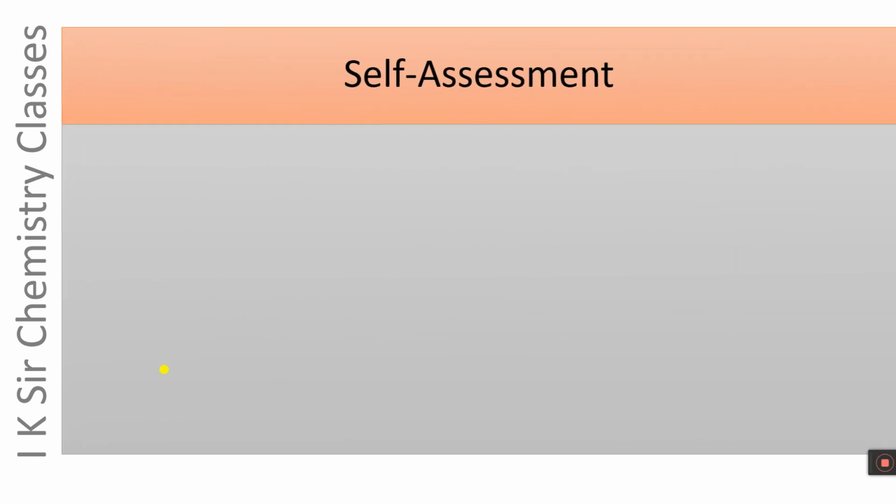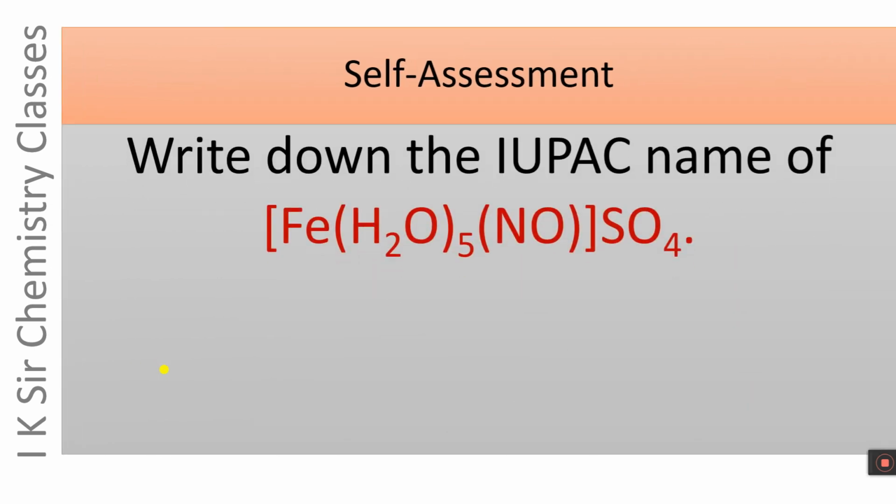Now, time for another self-assessment. Write down the IUPAC name of the compound [Fe(H2O)5NO]SO4. It is a well known compound. It is the brown ring complex formed during the ring test of nitrate ion.